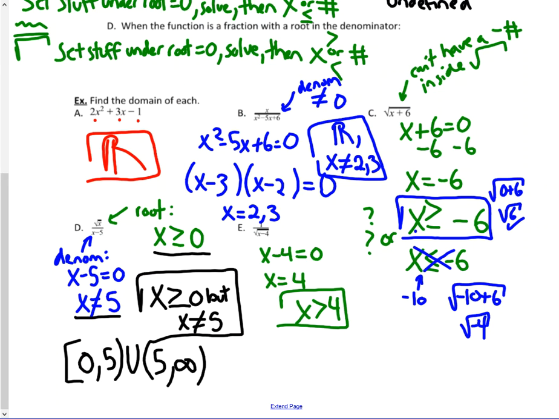All right, welcome back. You should have noticed that this is a special case where we have a fraction with a root in the denominator. So when we solve for when that stuff under the root in the denominator is equal to 0, we get 4. In this case though, unlike the other typical roots, we cannot include 4 because we've got this stuff in the denominator and our denominator cannot equal 0. So in this case, x just has to be greater than 4. All right, let's move on.